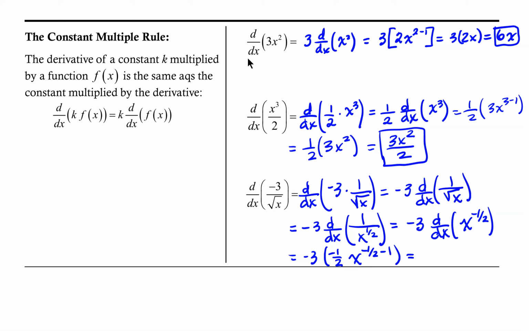Or, let's see, negative 3 times negative 1/2 gives me a positive 3/2. And then x to the negative 1/2 minus 1 is x to the negative 3/2 power, which I can then rewrite using the ideas of negative exponents as 3 over 2 times x to the 3/2 power.